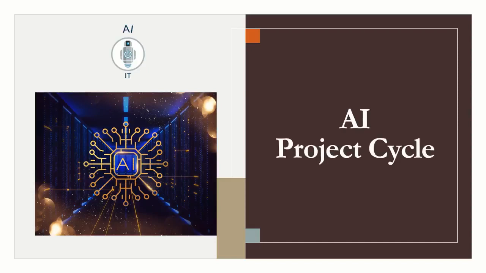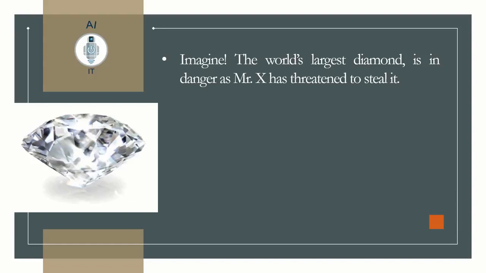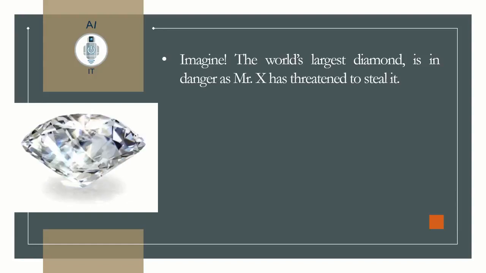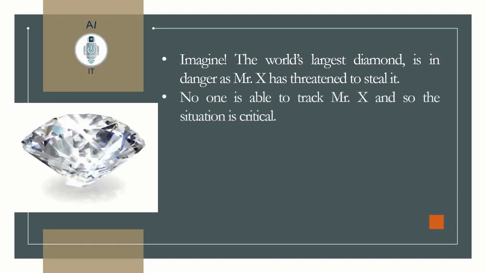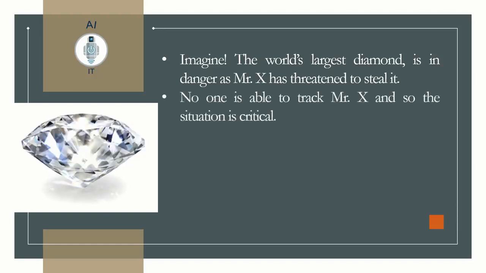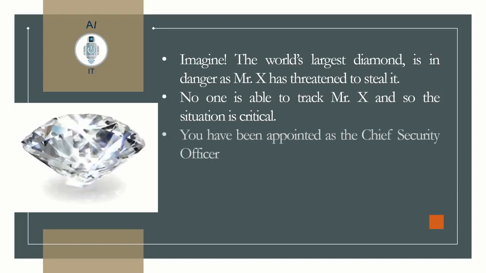In this session, let us understand the AI project cycle with the help of an interesting example. Imagine the world's largest diamond is in danger as Mr. X has threatened to steal it. No one is able to track Mr. X, and so the situation is critical.